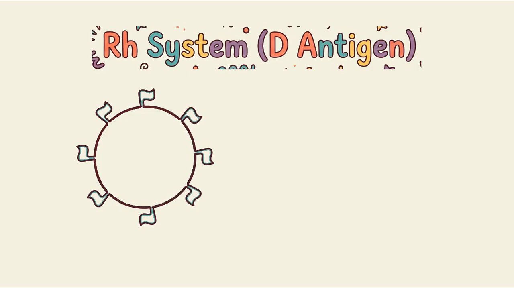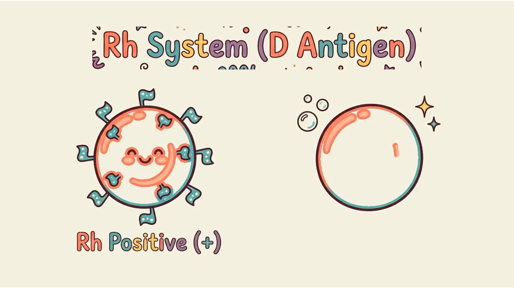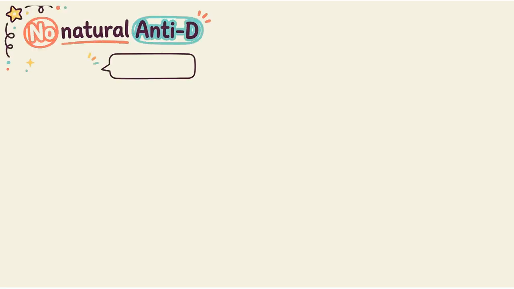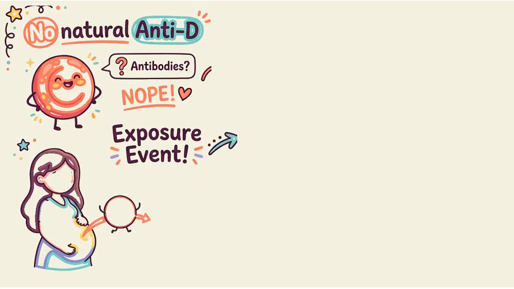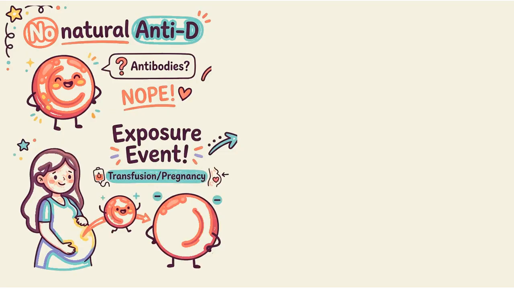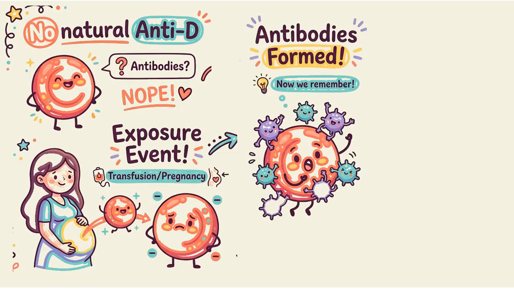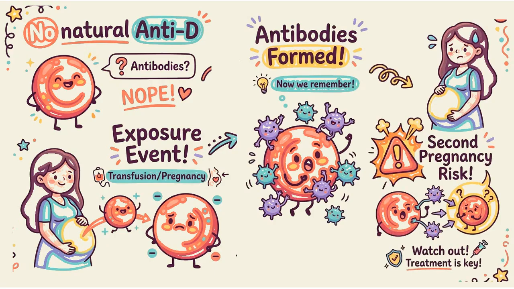Another major system is Rh, especially the RhD antigen. If the D antigen is present, you're Rh positive. If it's absent, you're Rh negative. Unlike ABO, people don't usually have anti-D antibodies unless they're exposed to the antigen, such as through a transfusion or during pregnancy. This is why Rh incompatibility can be dangerous for a second pregnancy if antibodies have already formed.